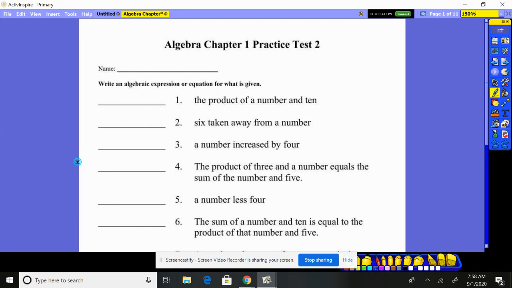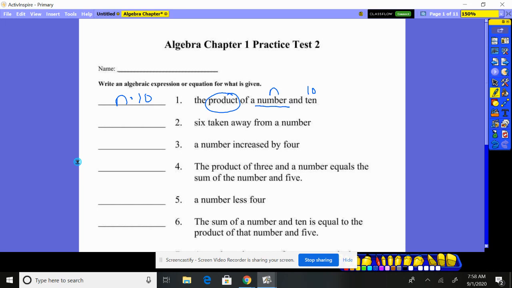All right, we're going to look at practice test 2. So what we have here is it says write an algebraic expression or equation. Remember, an equation has an equal sign for what's given. So the first one says the product of a number and 10. Product means multiplication of a number, which is n, and the number 10. So we just want to multiply n times 10.